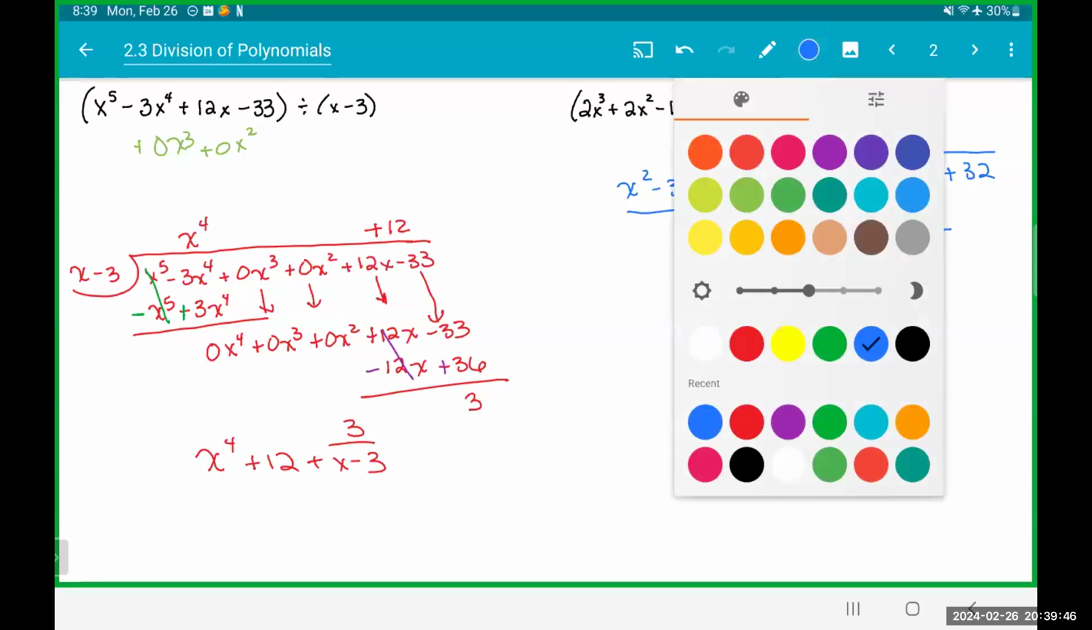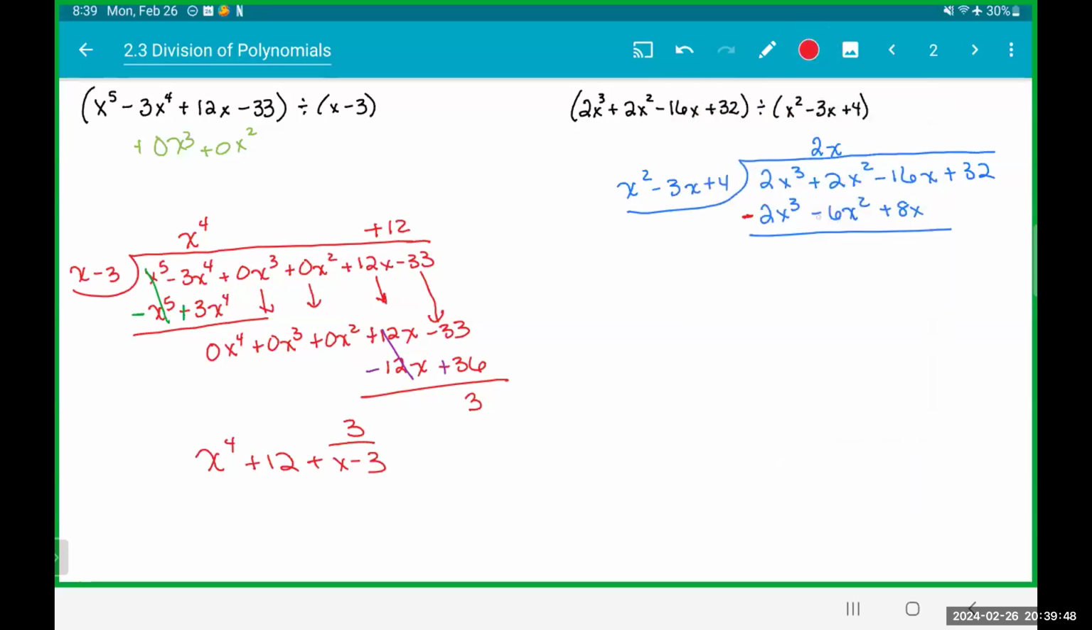Change all of the signs. So we change the signs and add them together. Those are going to cancel with each other. This gives me 2 plus 6 is 8x squared, and 16x minus 8 is negative 24x. And bring down the 32.